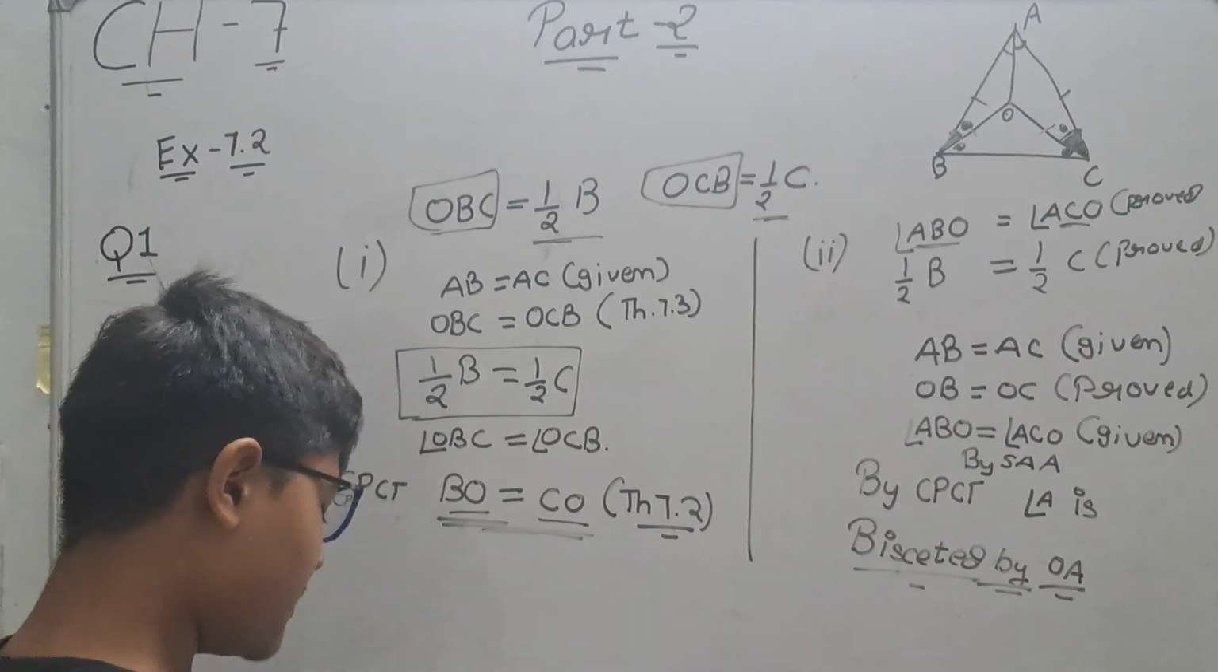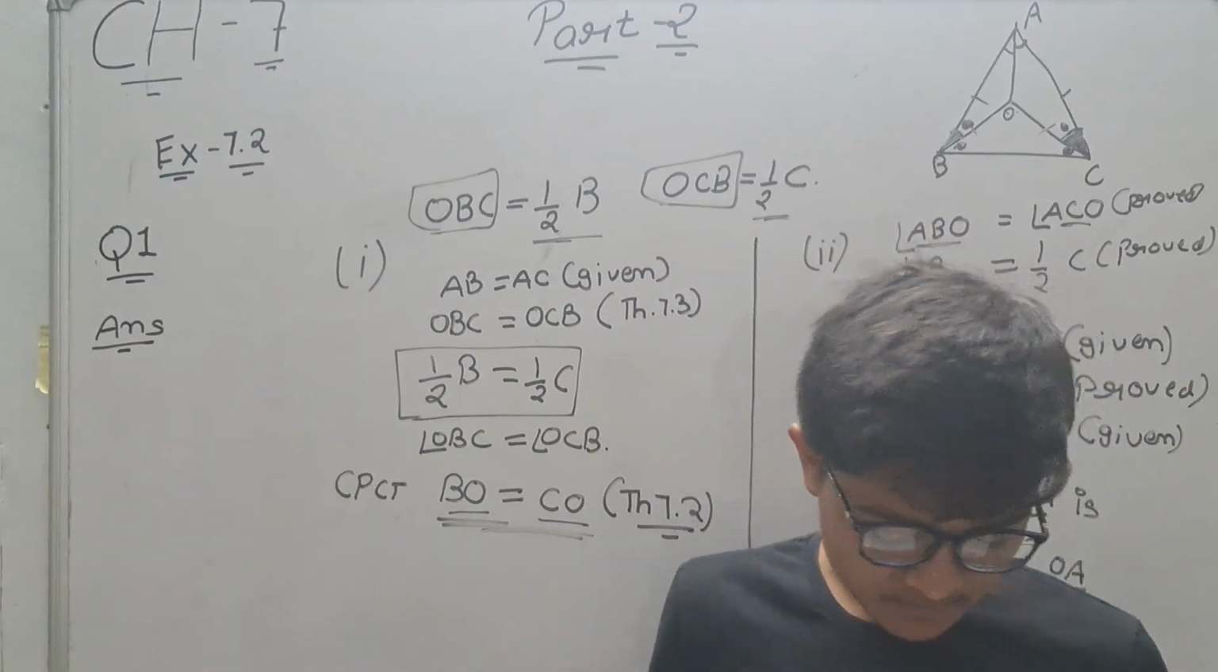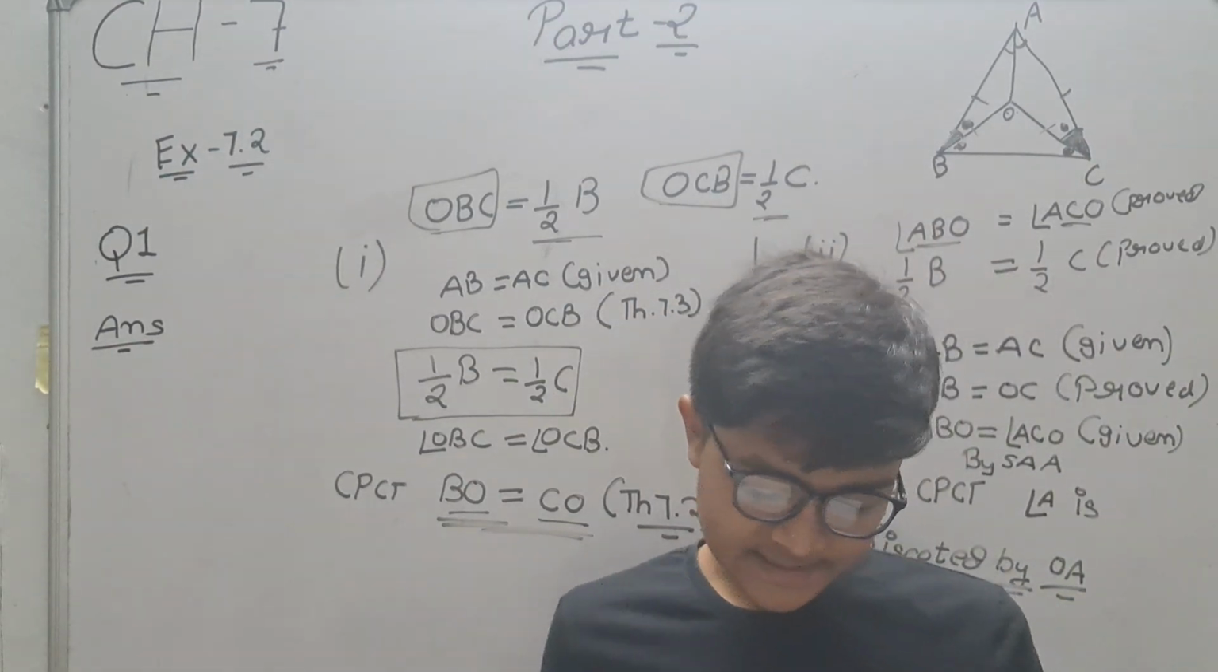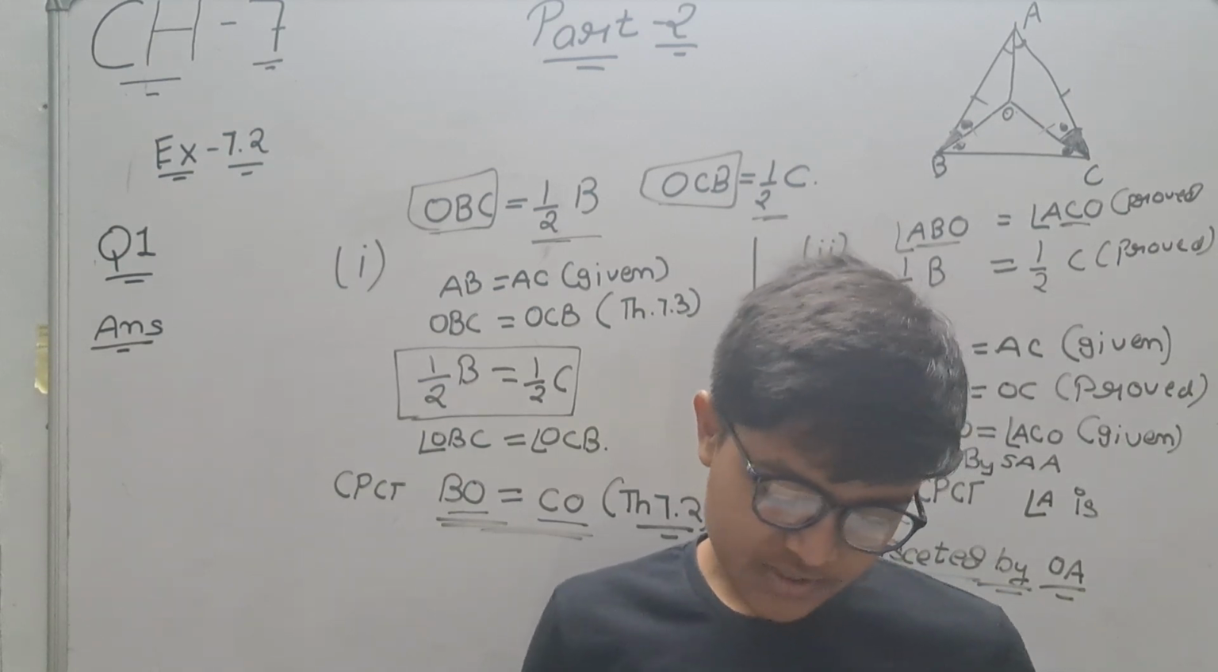Students, I advise you to remember all the theorems. Now let's take an example of theorem 7.2: angles opposite to equal sides of an isosceles triangle are equal.